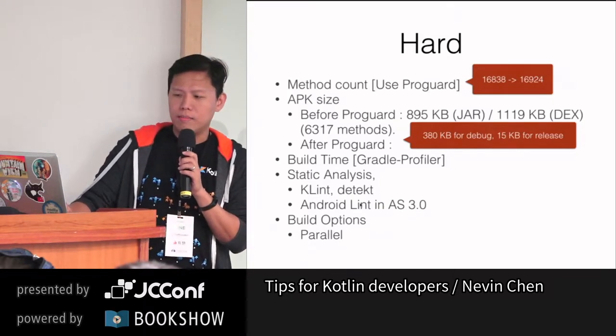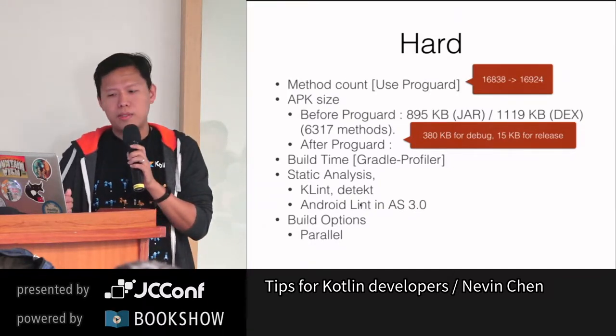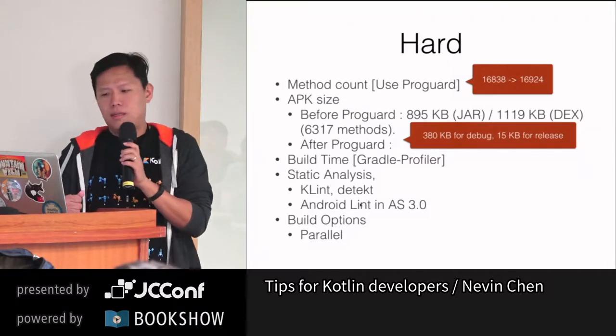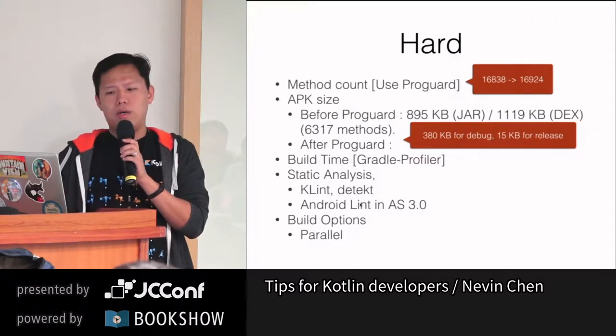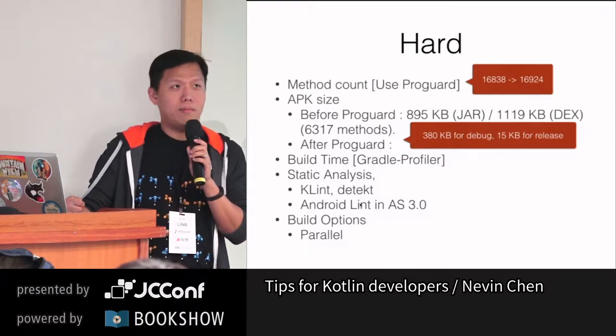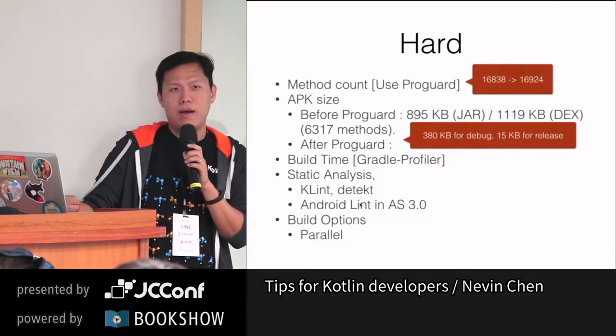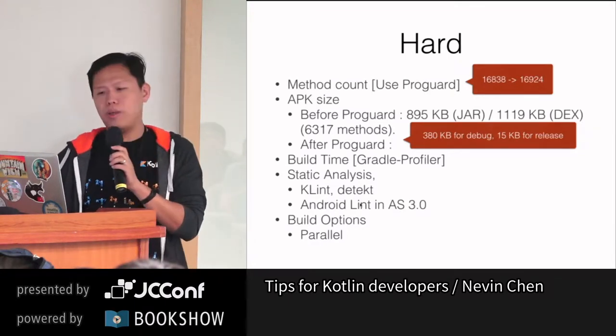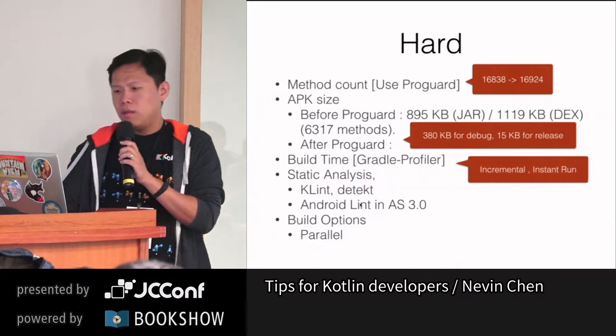And the last thing is about the build options. Some developers at Pinterest say they have a problem with parallel build. I don't have that problem. I used Kotlin 2 years ago in my first production app, and I didn't have any problem working with CI. So I think it won't be a problem for now as well.